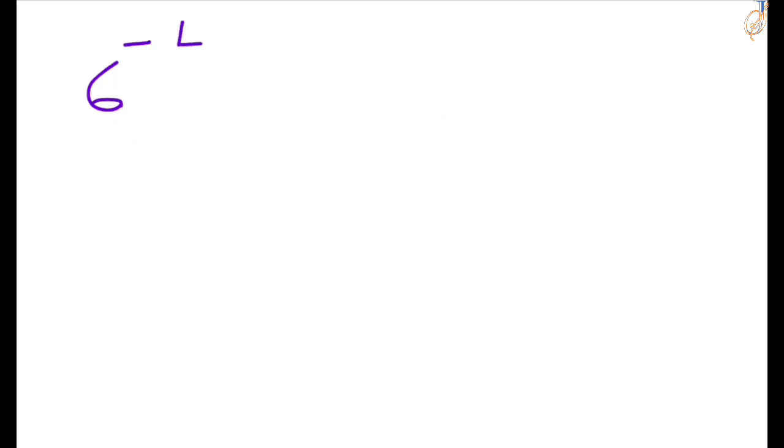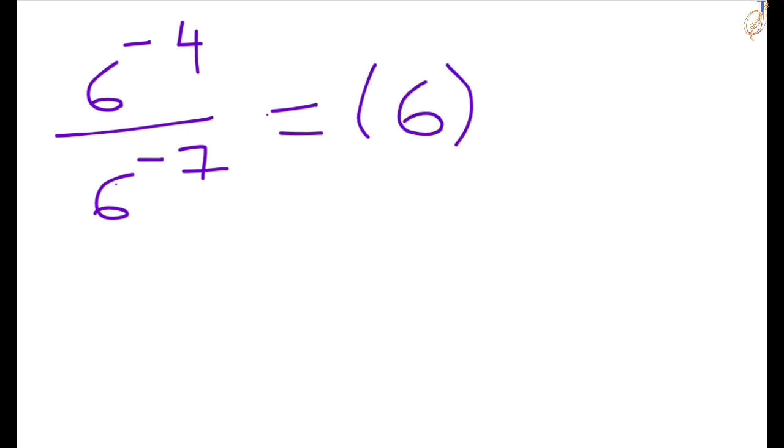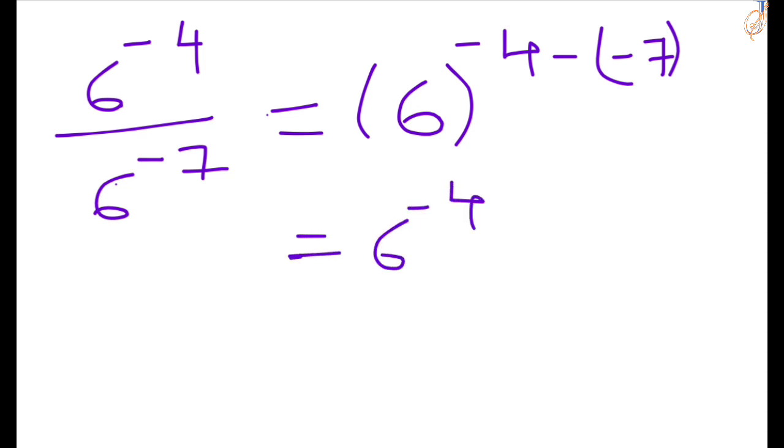6 power minus 4 divided by 6 power minus 7. We have the same base and we are doing division here also. So what you have to do: if we have the same base and we are in division, we can subtract the powers. So minus 4 minus of minus 7. So this is 6 power 4 minus times minus is plus, and you will get 7. So 7 minus 4 is 3. So this is your answer.